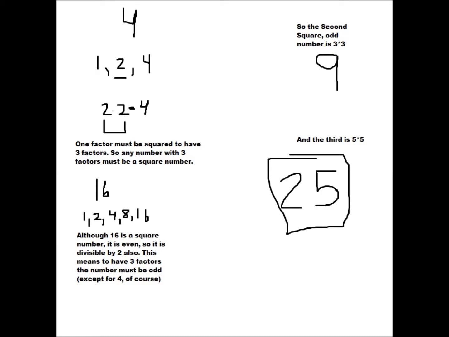Take the first number with 3 divisors, 4. It has divisors 1, 2, and 4. Note 2 times 2 is 4. This shows the 3rd factor must square to get the number. A final idea is the number must be odd, except 4, because even will always be divisible by 2 and another number, making 4 divisors at least. Therefore, find the second odd square number.